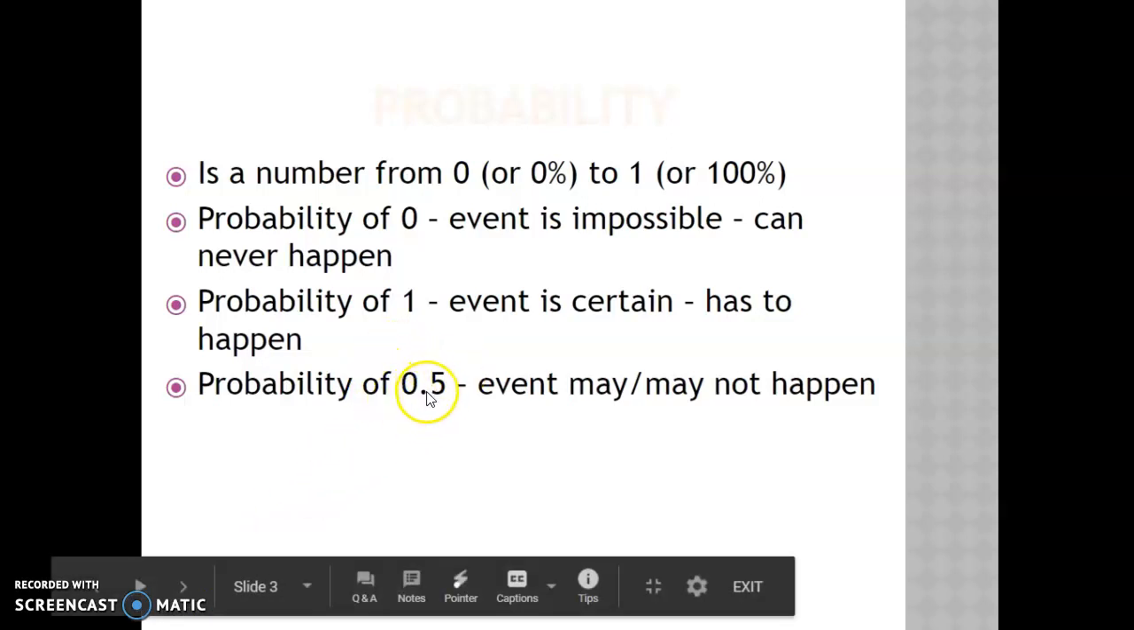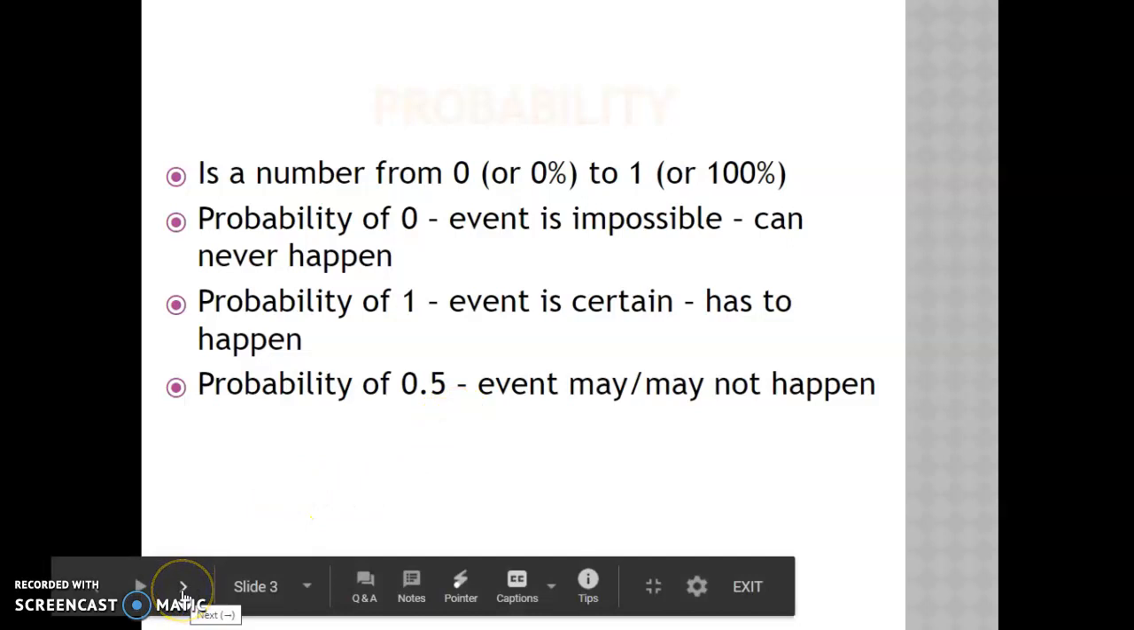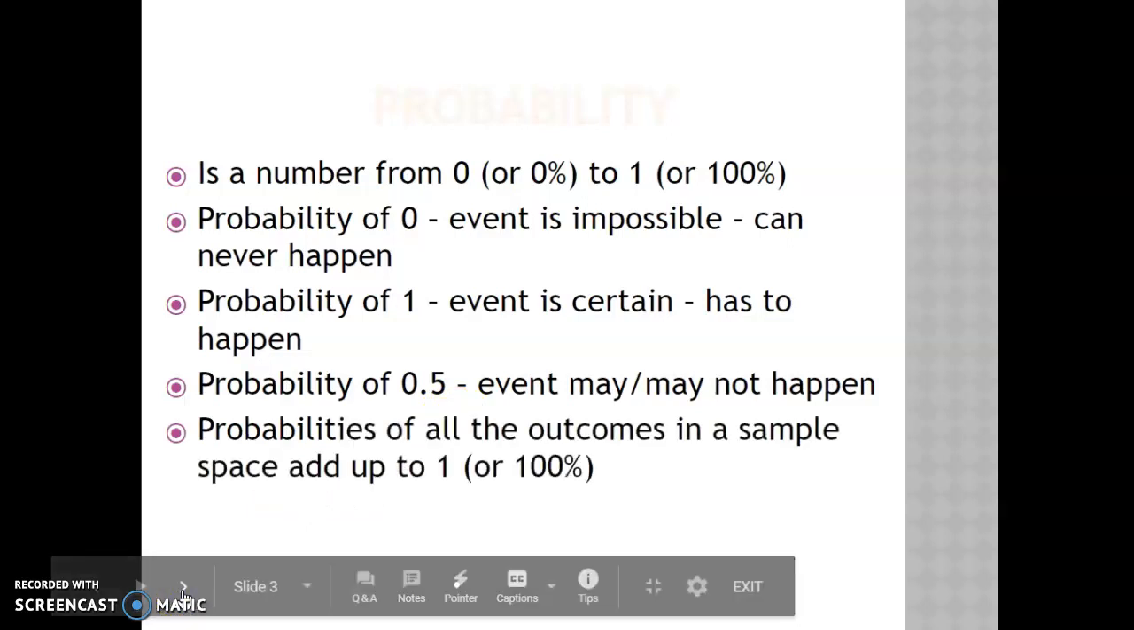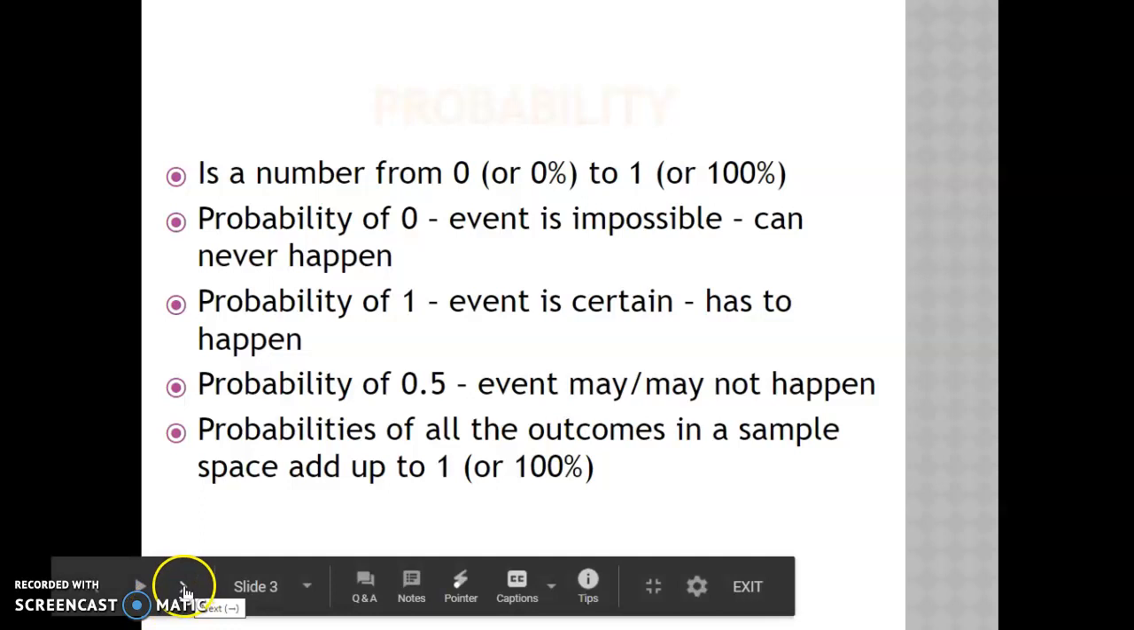A probability of half would be like flipping a coin. A coin has 2 sides, heads and tails, so you have a 50-50 chance of getting either heads or tails. So that's what it means, the probability of being 0.5. If you took all the probabilities of all the outcomes and added them up, it would equal 1. So back to the example of a coin, 50% chance of getting heads, 50% chance of getting tails, those together give you 100%, which tells you the probability of 1 when they're added together.